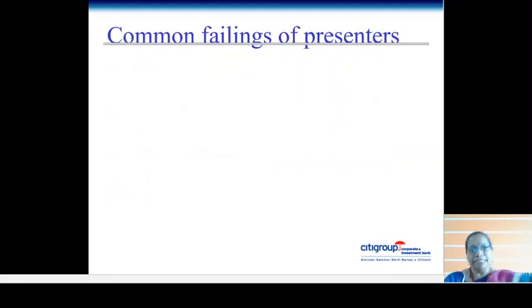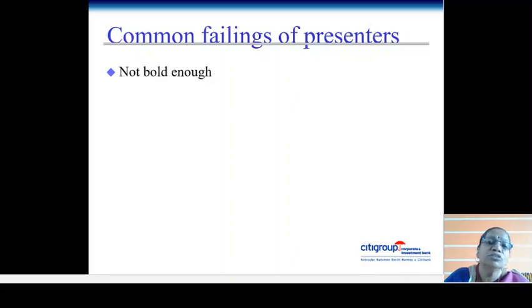Common failings of the presenter means the things which should not be there in your presentation. Means for presentation skill, one should avoid these things. Which are they? First of all, one should avoid not being bold enough. Sometimes what happens? The presenter might be suffering from an inferiority complex, which is not good for presentation. So this is the thing which fails the presenter.